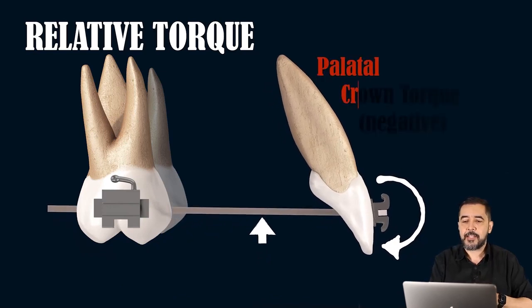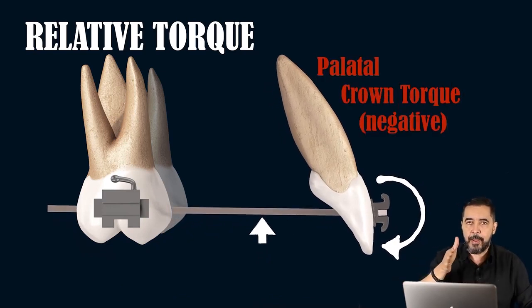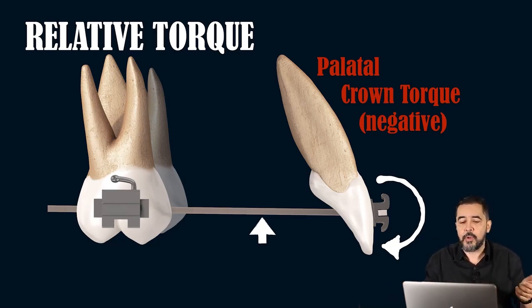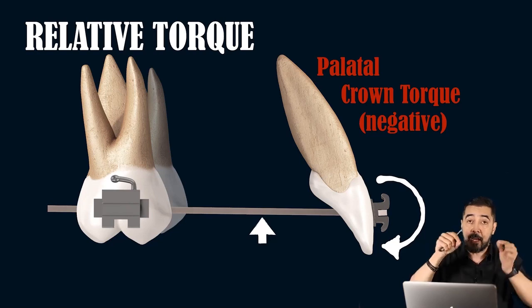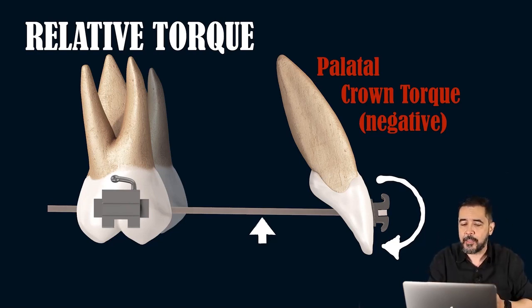We'll have a tendency to a palatal inclination of the crown and a buccal inclination of the root. So if I have just a couple generated by the torsion inside the slot, we will have this situation here, a palatal or negative crown torque, and a buccal root torque. Is that what you want?